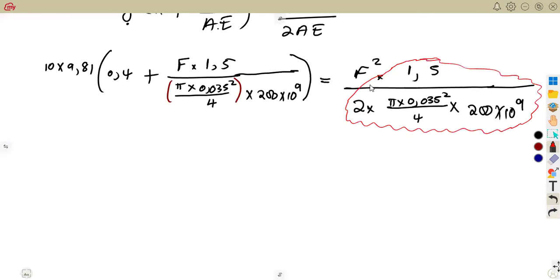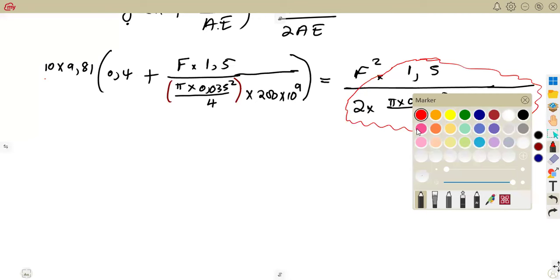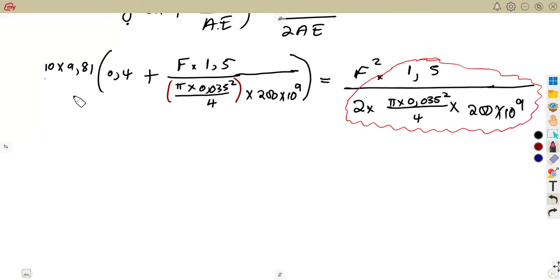Meaning to say, whatever you're going to have there, it is going to carry what? F squared. It's going to remain with F squared, but you have simplified it. You have used your calculator there. So with that, simply divide by this one now. There are a lot of stages here, so my calculator can misbehave. Divide by this, which is outside of the bracket. So you're going to divide by 10 times 9,81.